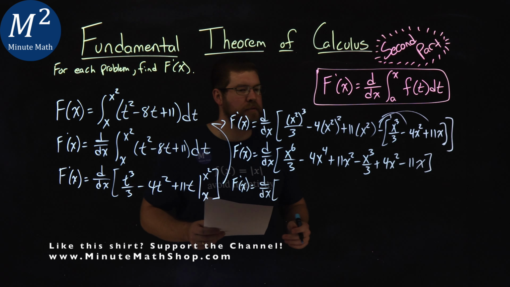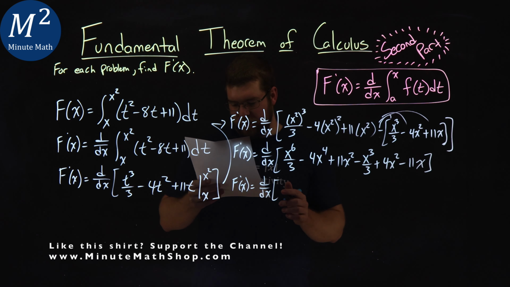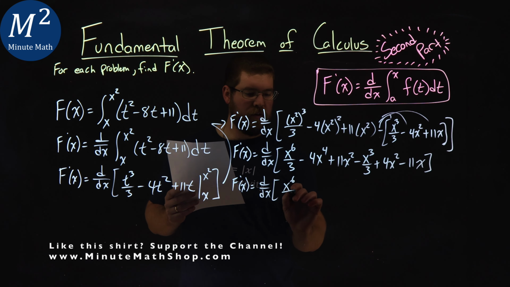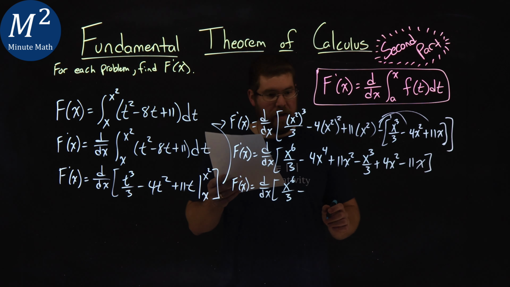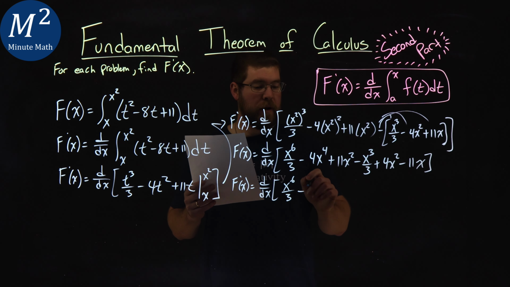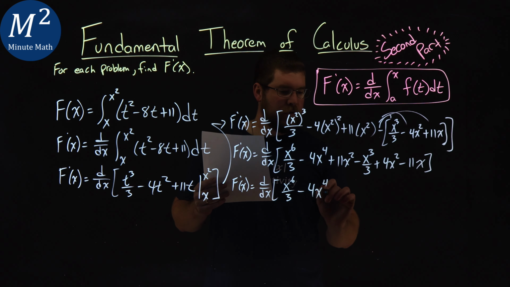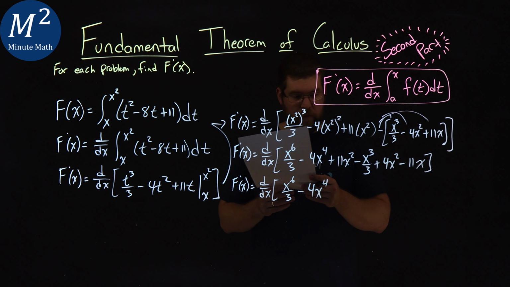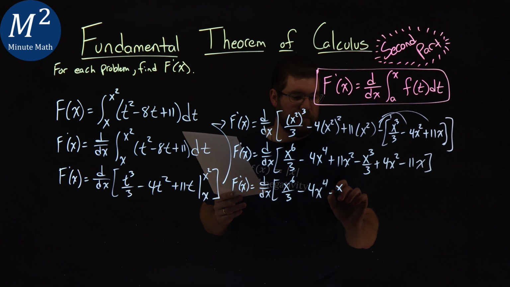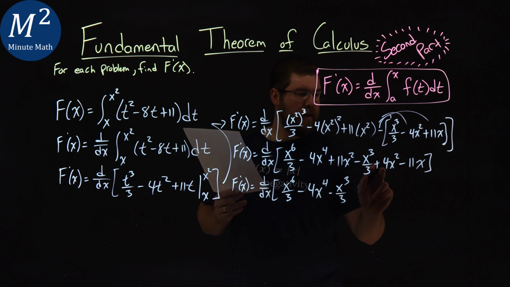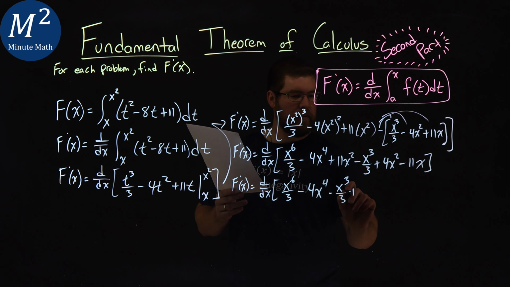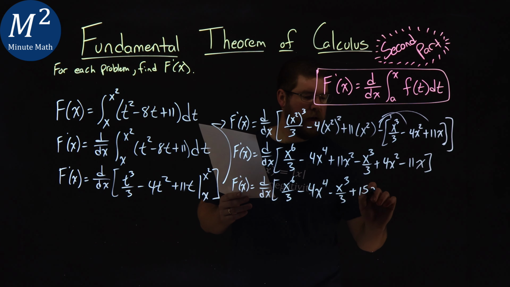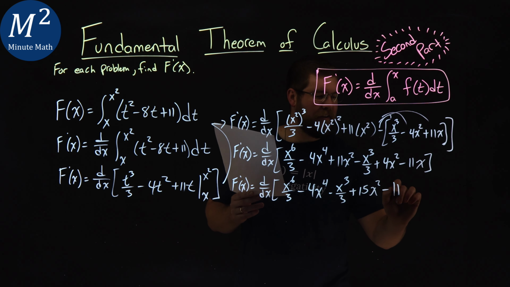Alright, let's combine our like terms. We can reorder it. Nothing else is to the 6th power, so we have x to the 6 over 3 minus the next one's x, this one here, nothing else to the 4th power, 4x to the 4th, minus x to the 3rd over 3. Then we have the squares, that's the only one that combines, I believe, 15x squared, right? 11 plus 4 is 15. And then minus the last part, 11x.